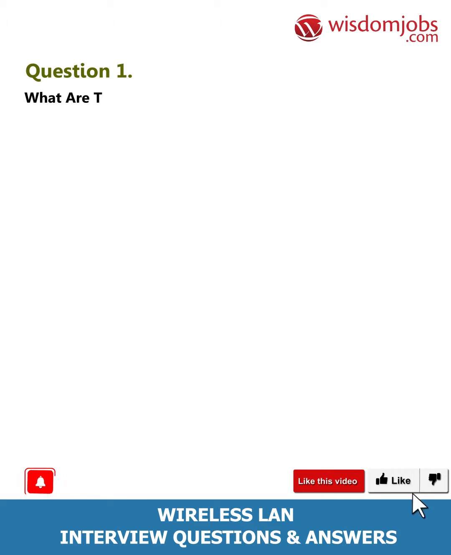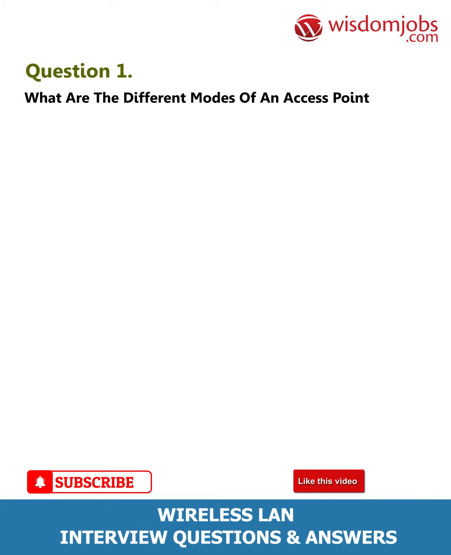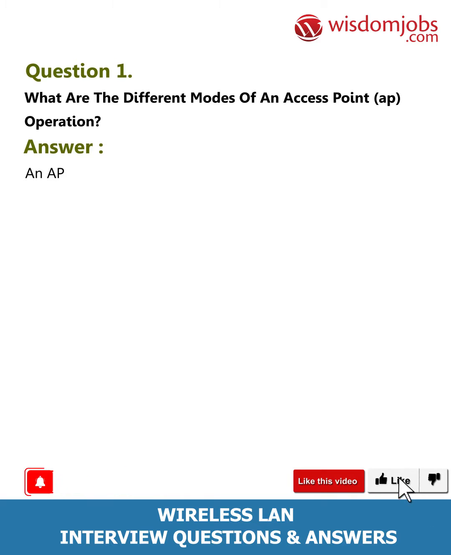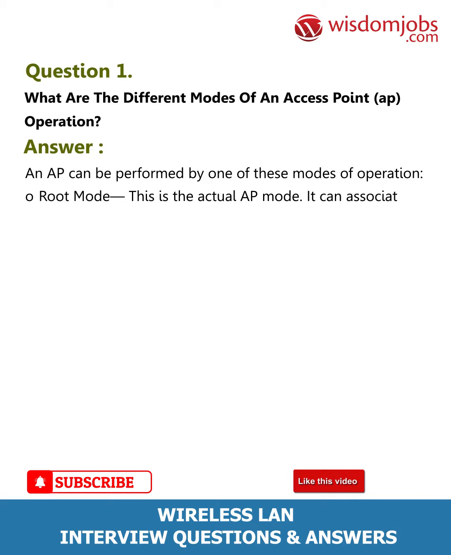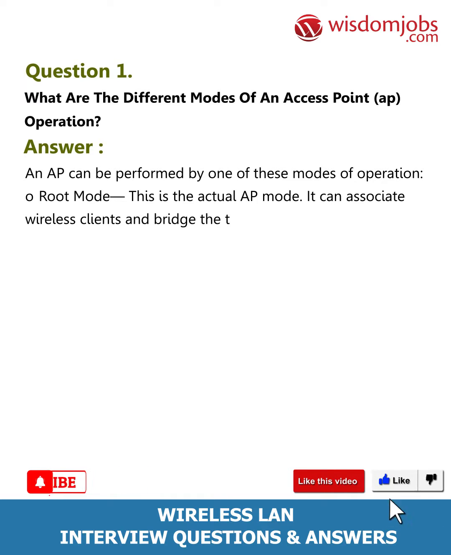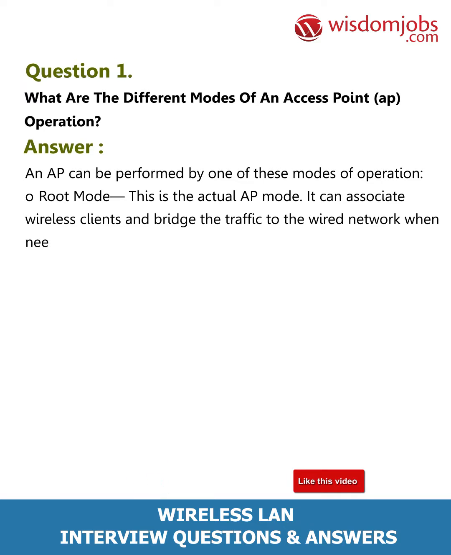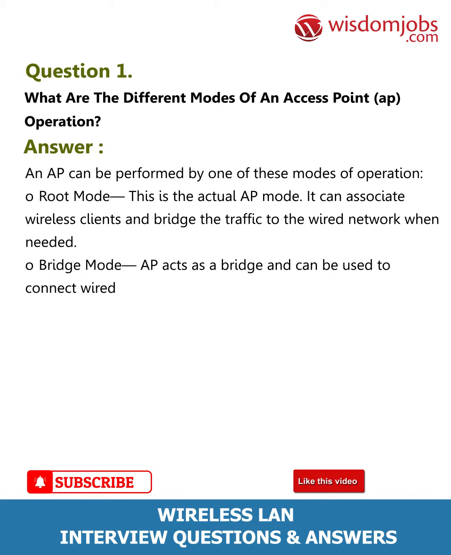Question 1. What are the different modes of an access point? Answer. An AP can be performed by one of these modes of operation. Root mode. This is the actual AP mode. It can associate wireless clients and bridge the traffic to the wired network when needed. Bridge mode. AP acts as a bridge and can be used to connect wired networks at a distance.